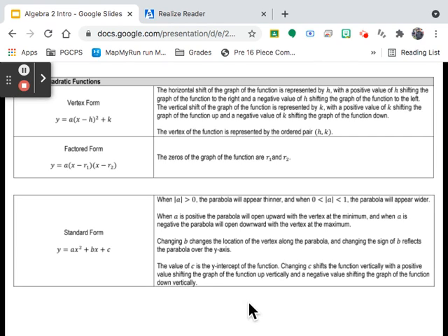The vertex form is when you have a graph and you want to be able to find out, hey, what's the equation of this graph? Or if you're given a vertex form, show me the graph of this equation.